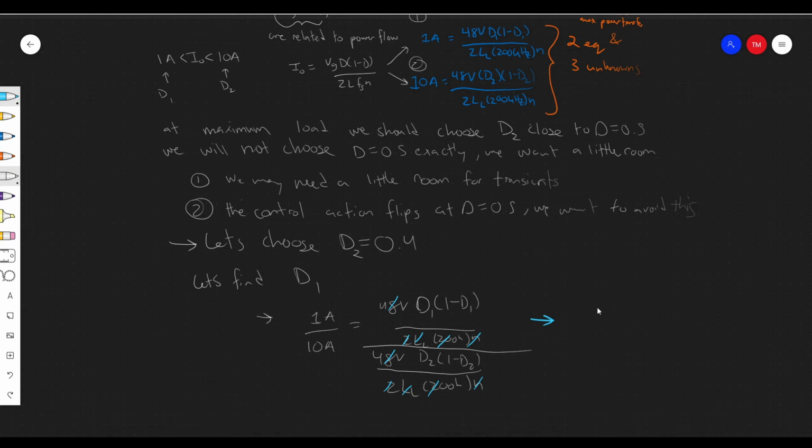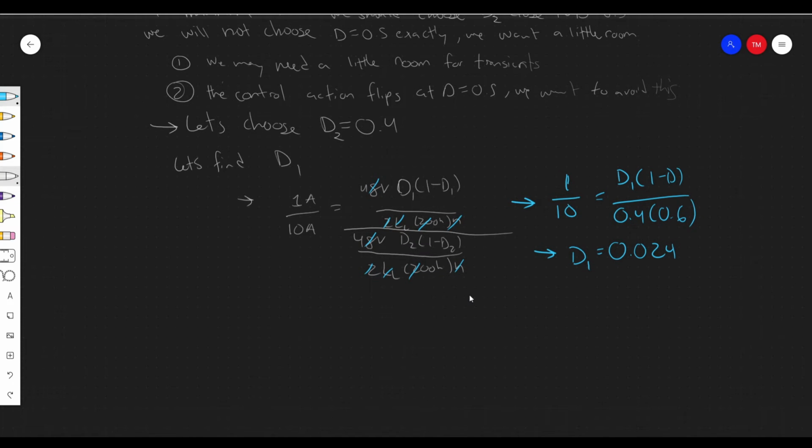And then what we end up getting is that we have 1 over 10 is equal to D1 (1 minus D1), and then D2 is just 0.4, right? So 0.4 over 0.6. And then from this we can find D1. And for D1, there are 2 options because it's quadratic. However, one of them is going to be greater than 0.5, which we don't want. We want the one in the range from 0 to 0.5, and it turns out that this is 0.24. Okay, so we have D1, and then we also have to find L.